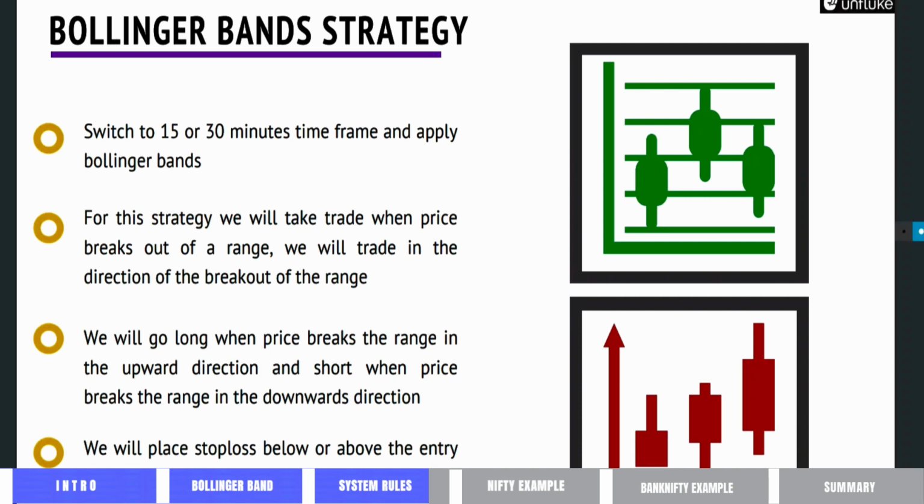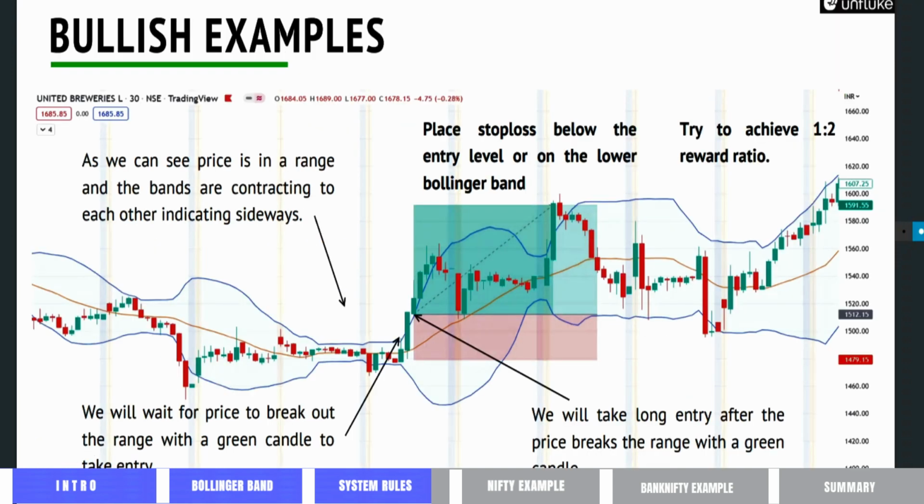So in this, we will take a trade when the stock actually goes above the upper Bollinger Band and it has gone up very quickly. So let me show you some examples to show what I mean.